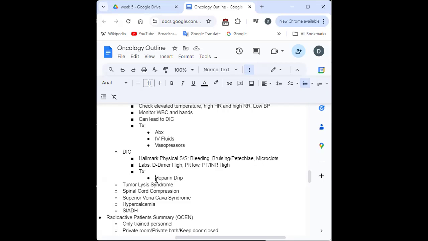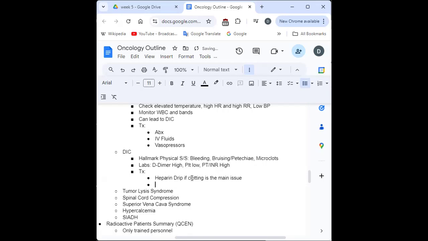Even though we do think of heparin as going to increase your risk of bleeding, and that's what's happening, it depends on the condition. So we'll either do a heparin drip if clotting is the main issue, or fresh frozen plasma or platelet infusion if bleeding is the issue. And vitamin K definitely can help because we want to prevent them from bleeding out.